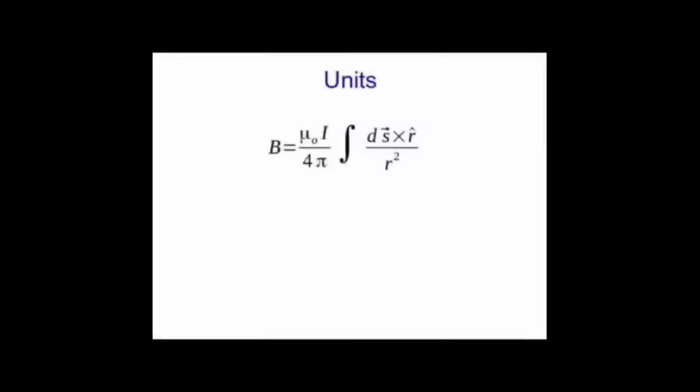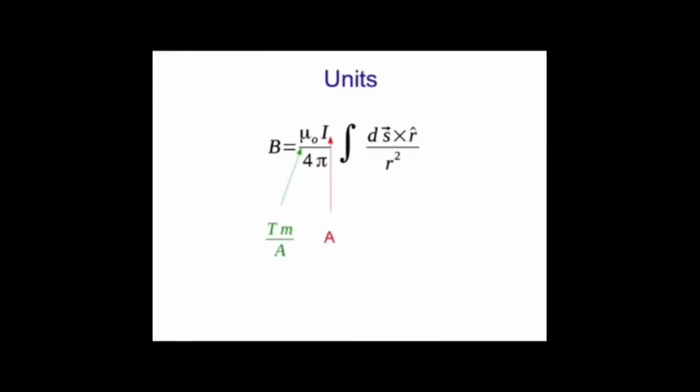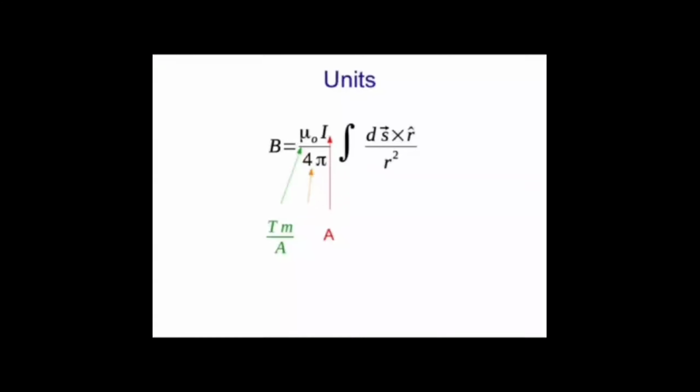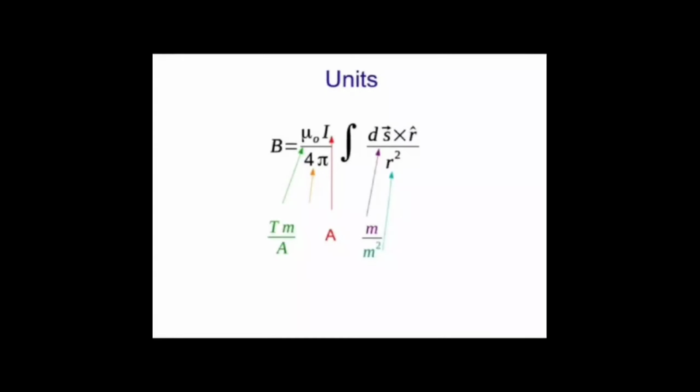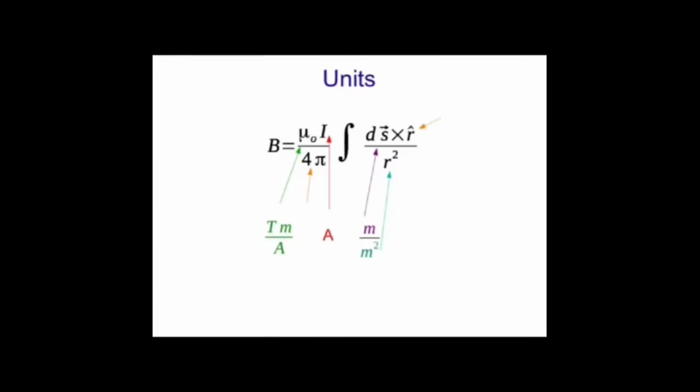Now, let's take a look at the equation from the standpoint of units. The mu naught has a constant with units of Tesla meter per ampere. I, which is the current, has units of amps, and 4 pi doesn't have any units. The ds part of our integral has units of meters, while the r squared part has meters squared. And our r hat, you may think it is meters, but it's not. It's a unit vector, so again, it has no units.